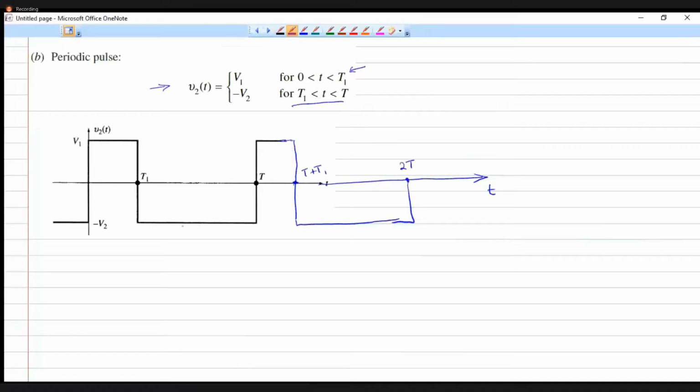Another example is a periodic square pulse or a square wave as shown. The function could be defined like this: v of t has a particular value, v1, for a certain range of time, that is from 0 to t1. It has another value, minus v1, for the remaining duration of the time period. So the total time period is capital T. After T, the pulse is going to repeat, retaining the same shape. So that is another example.